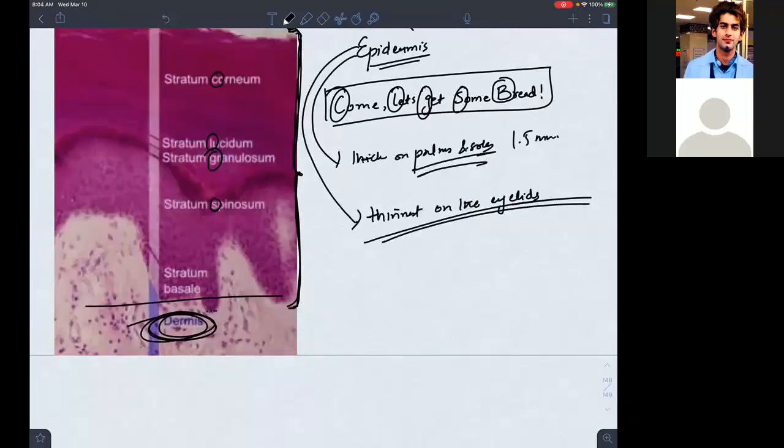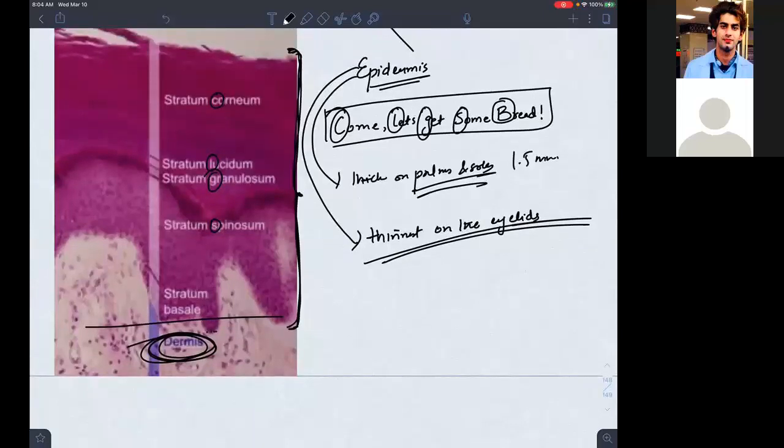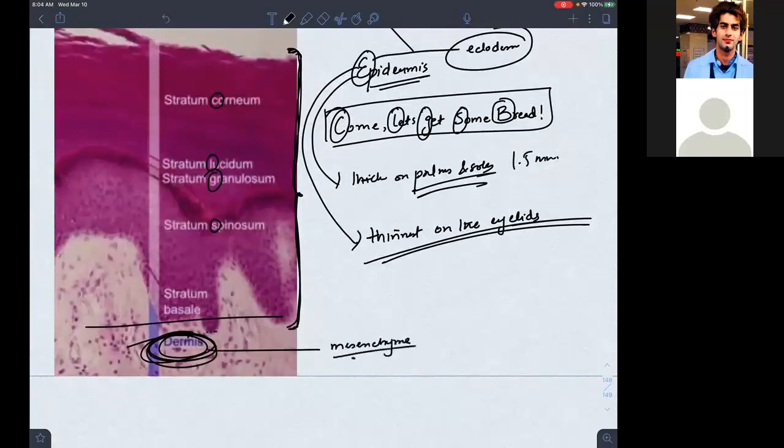Okay, a question was asked a long time back about the epidermis. The epidermis is derived from ectoderm, but the dermis is not derived from ectoderm. Dermis is derived from mesenchyme. I have taught you. Ectoderm is epidermis. Dermis is mesenchyme.